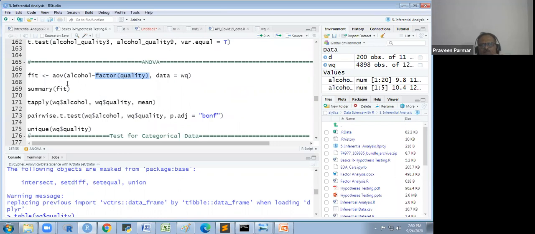So what we are doing: aov is the ANOVA function. Alcohol tilde factor of quality. It should be in factor form. Quality should not be a character, because quality is a discrete variable, so this would be a categorical variable. The categorical variable we require in factor form, and the data is wine quality, the name which we have given to this data.